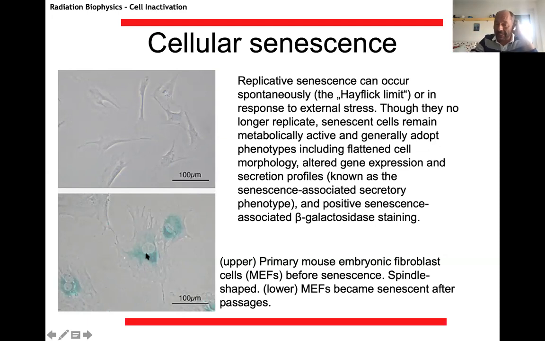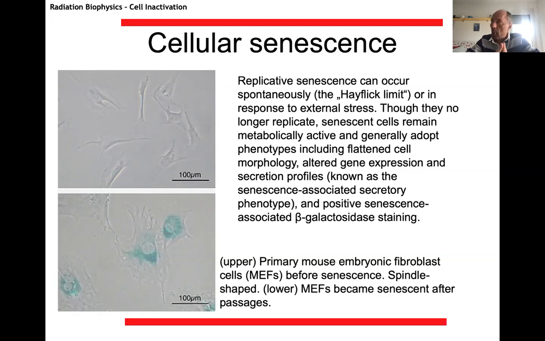When they become senescent, they become more flat, and they are now positive to the stain in beta-galactosidase. So the senescence can occur spontaneously. It's the Hayflick limit that we have seen in the biology lecture when we mentioned telomeres.